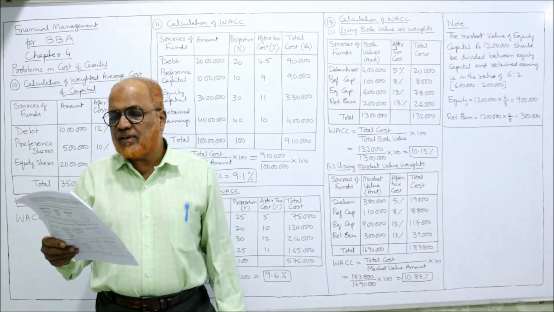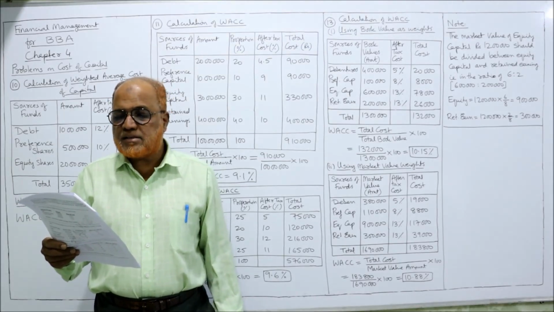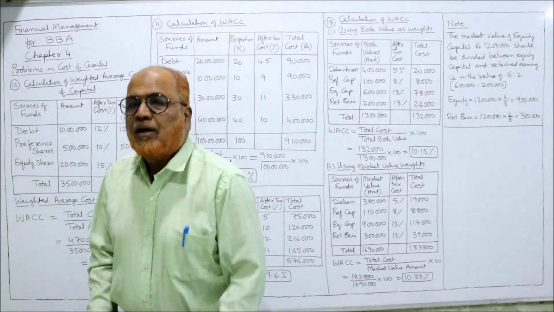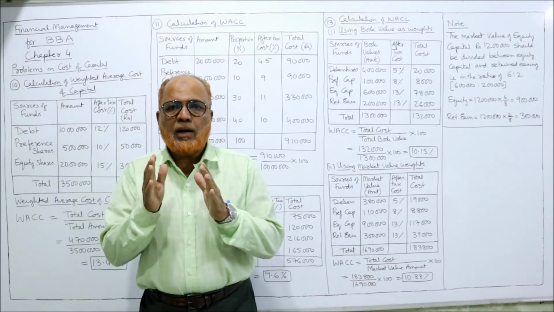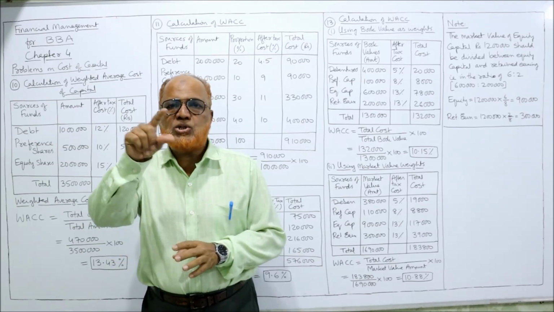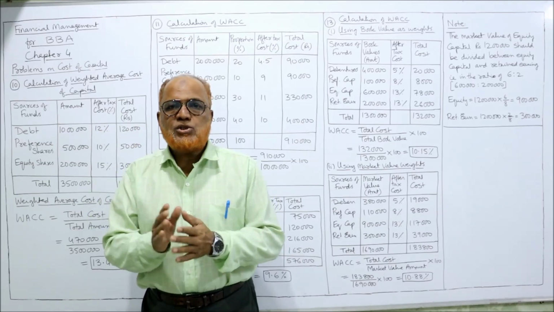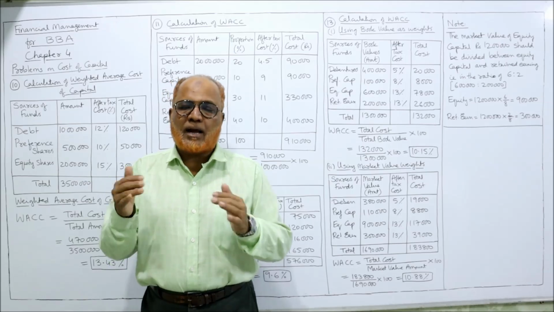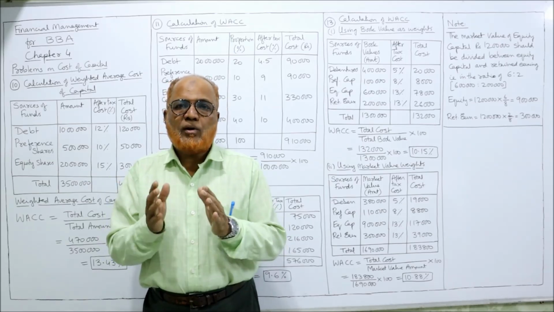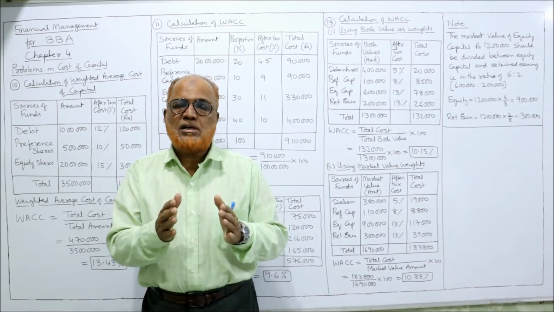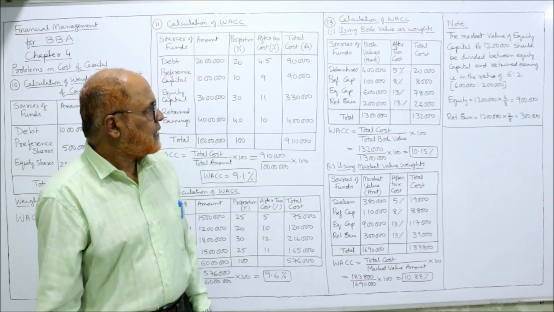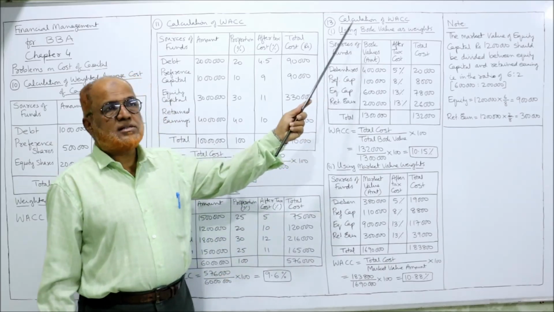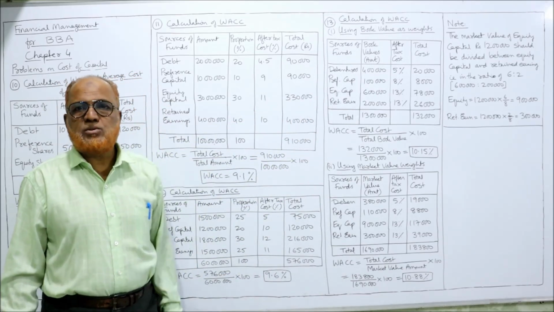Calculate the WACC of the company using book value weights and market value weights. In the previous 2-3 problems, what we have done, we are given only the book values. Balance sheet values are given. But in this problem, balance sheet values are given and market values are given. So we have to calculate separately WACC using book values and using market values. So here, calculation of WACC using book value as weights.